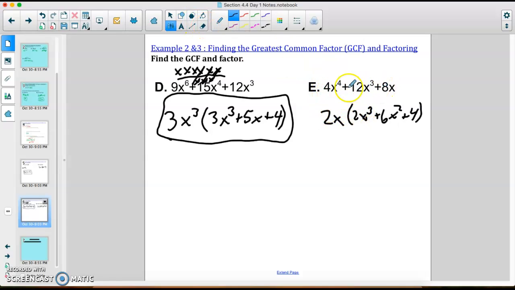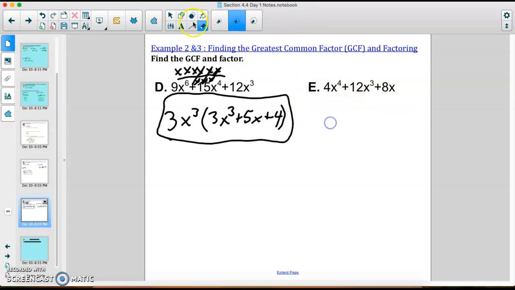I must not have taken out the greatest common factor. And as you probably saw right away, all of these can actually be divided by 4. Right? And so I'm going to take out a 4, and then x is still the biggest variable I can take out. 4 divided by 4 is 1. X to the 4th divided by x is x cubed. 12 divided by 4 is 3, and then we have x squared. 8 divided by 4 is 2, and the x's cancel out.